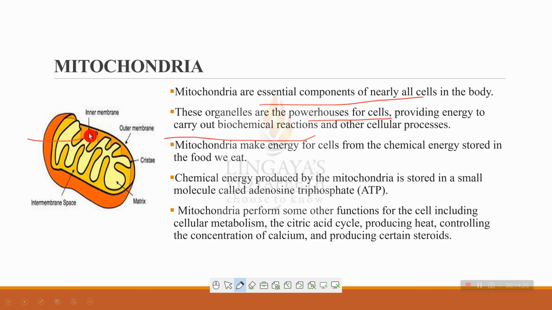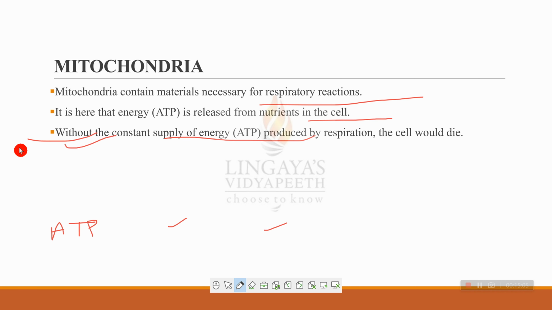Alright, so what happens? The chemical energy which is produced by the mitochondria is stored in the cells in the form of ATP, adenosine triphosphate, which is then used by our body to perform different functions. Mitochondria also perform some other functions, such as being involved in cellular metabolism, in the different cycles that are regulated in the human body, such as the citric acid cycle, involving the production of heat, controlling the concentration of calcium, and producing certain steroids.